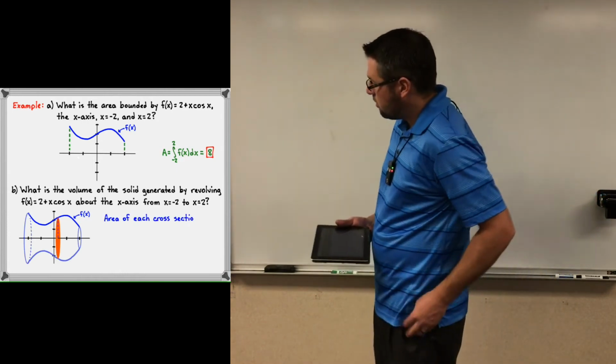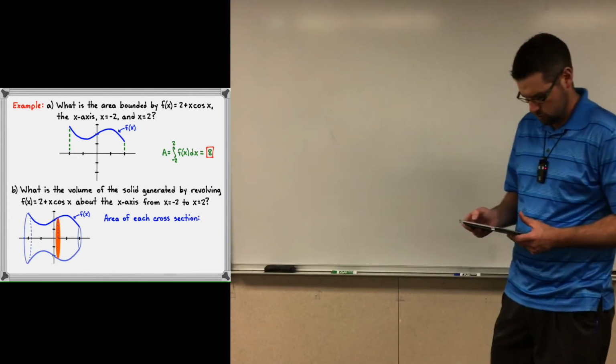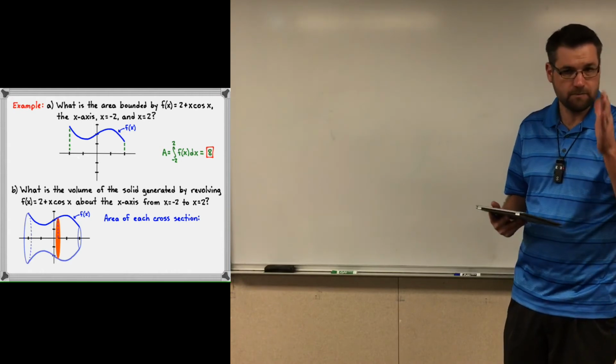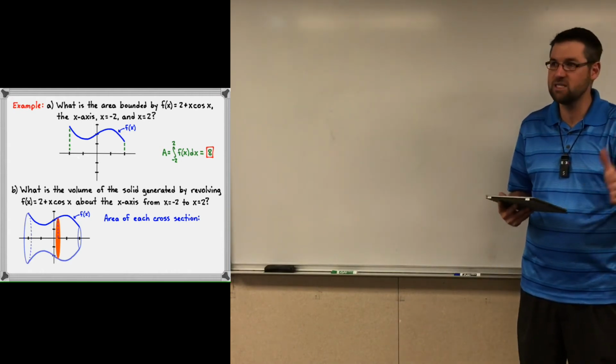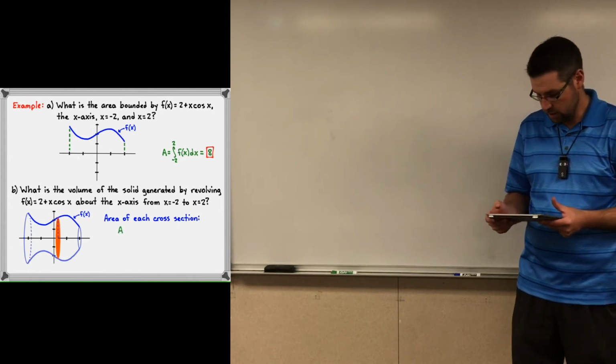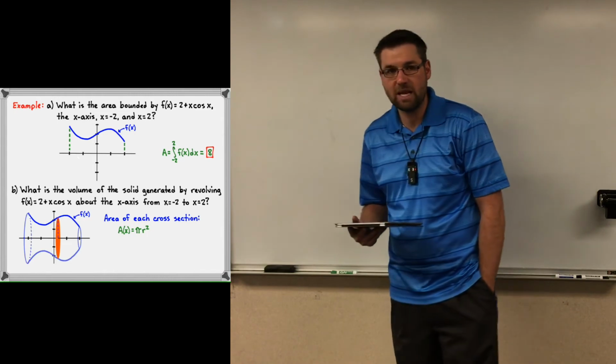Now, the cross sections are what? What kind of shapes? The cross section, though. Because when I say area, it's two-dimensional. We get circles, right? What's the area of a circle? Okay, so the area of the circle is pi r squared. The problem is we need to identify what the radius is.